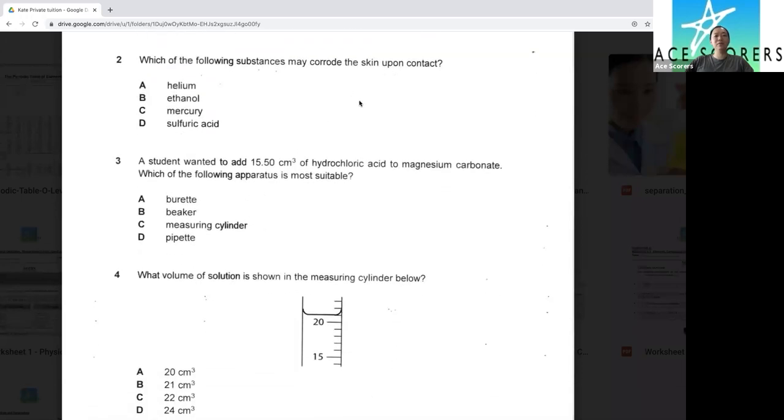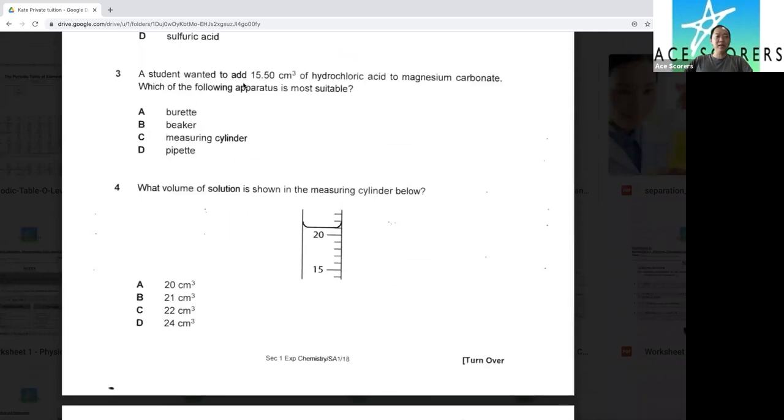Which of the following may corrode the skin? Corrosive. What is corrosive? So the answer for 2? D. Yeah, very good. Okay. You see, you didn't know all this, right? So helium is an element, mercury is found in the thermometer, and then here you see the word acid. So acid is corrosive. Very good. Next.